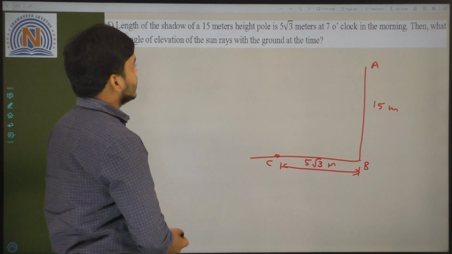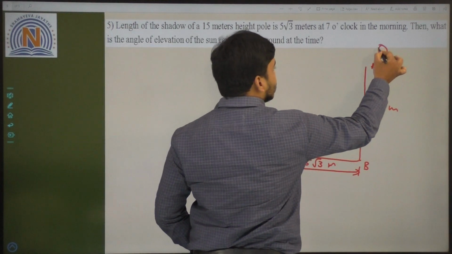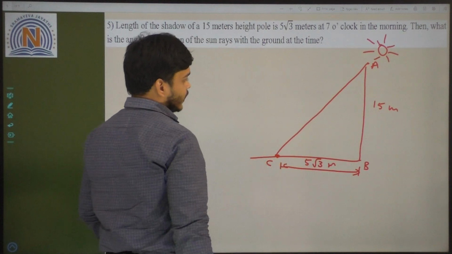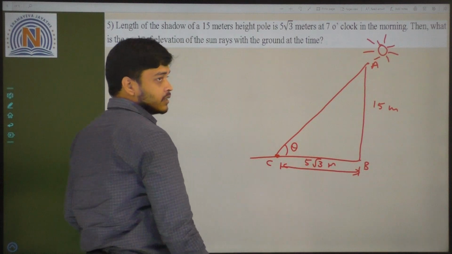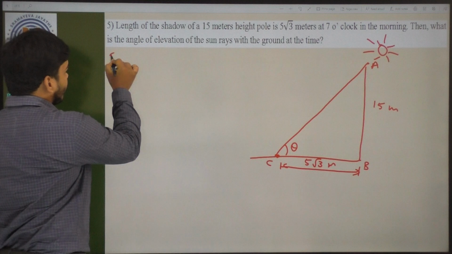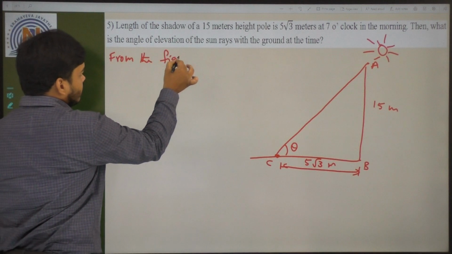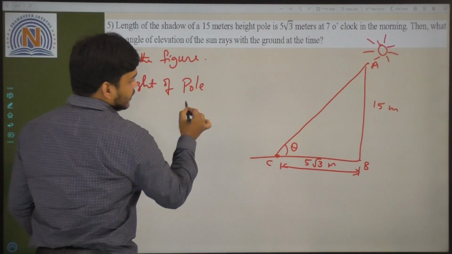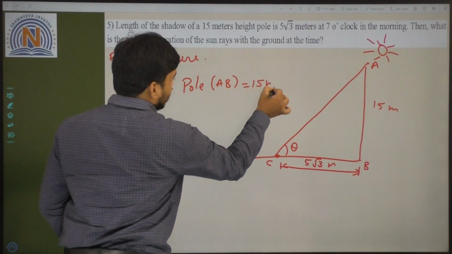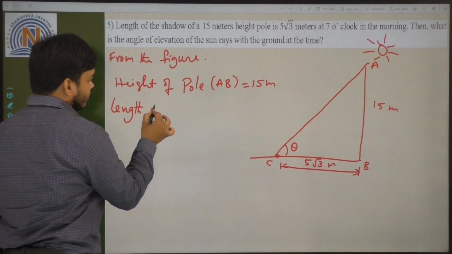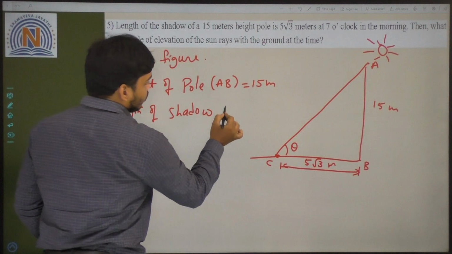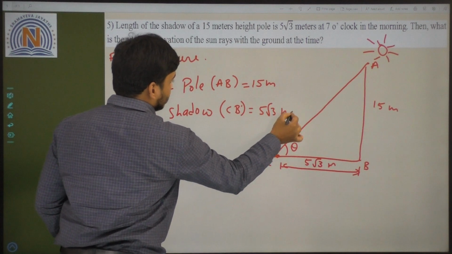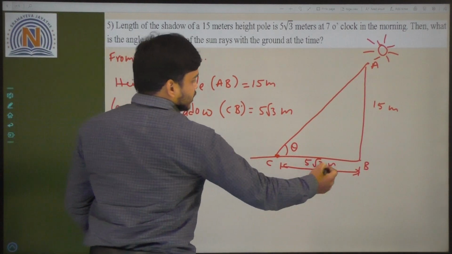Then what is the angle of elevation of the sun ray? For example, the sun is here and this is the ray. He is asking for the angle of elevation, which I take as theta. From the figure, the height of the pole AB is 15 meters, and the length of the shadow BC is 5√3 meters, right?